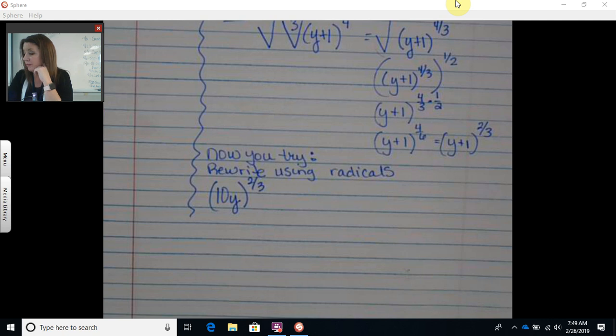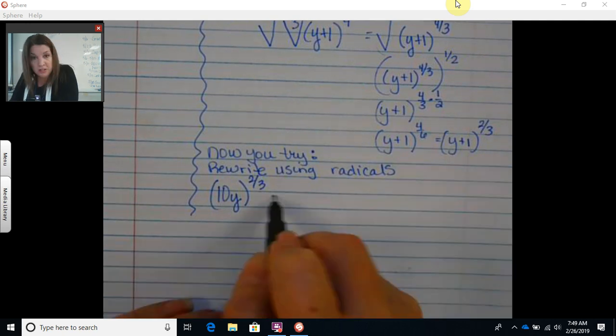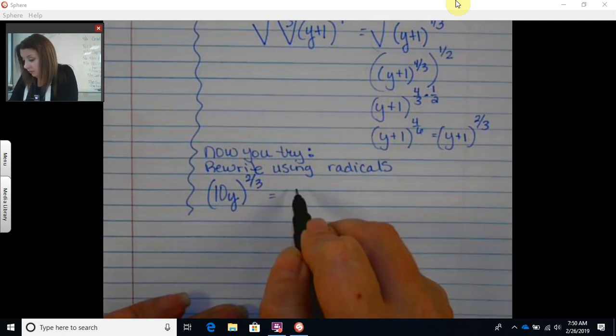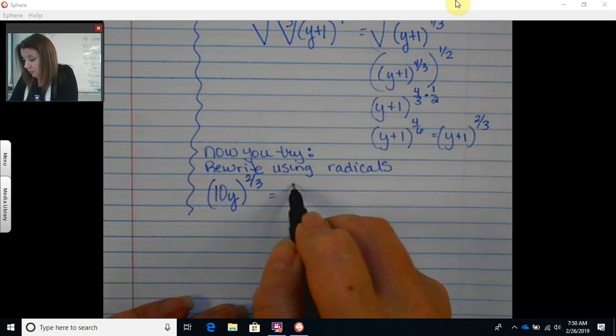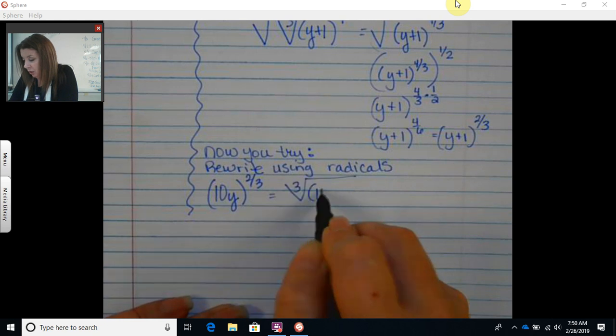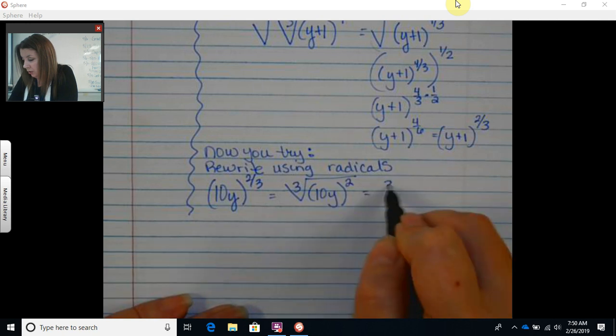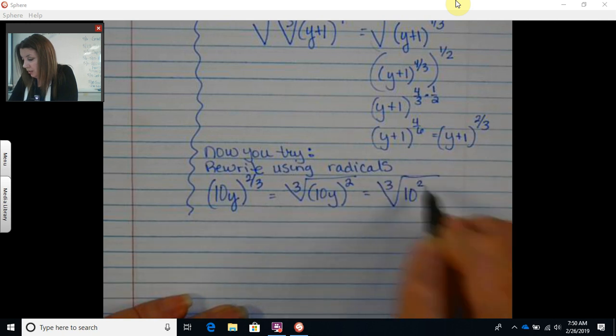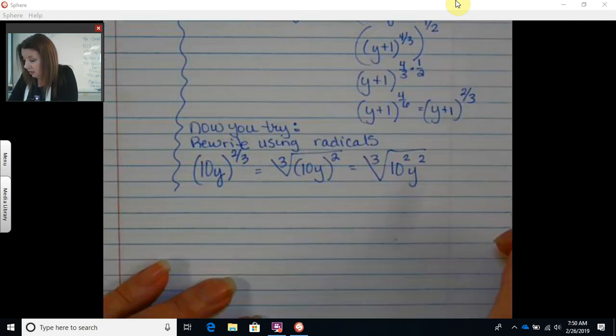Anybody have an answer? Yes, ma'am. The cubed root of what? 100y squared. Did anybody else get that? Yep, that's what I got as well. Okay, so if we convert this to a radical, what's my index? 3. So the cubed root of 10y quantity squared. So we know that means the cubed root of 10 is being squared and y is being squared, right? Well, what's 10 squared? 100.